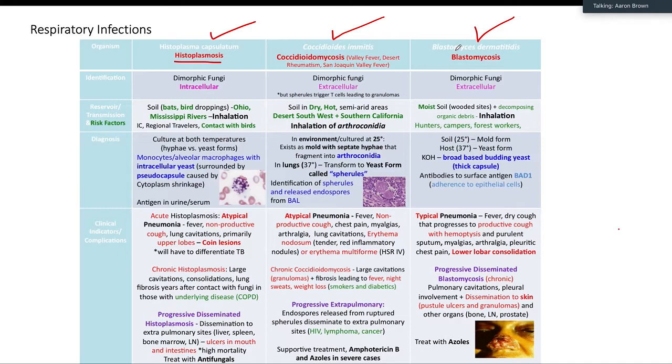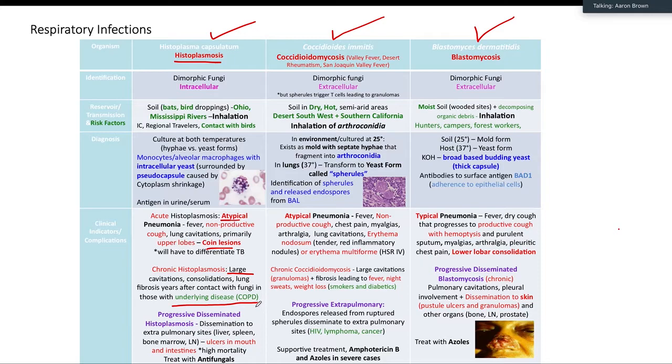Okay. So histoplasmosis is going to be an atypical pneumonia. We can look for coin lesions on chest x-ray. So kind of think about what a TB would look like with a coin lesion. That's what you should see. Chronic histoplasmosis, we have larger consolidations, typically in patients with COPD, some underlying immunocompromise, we said.